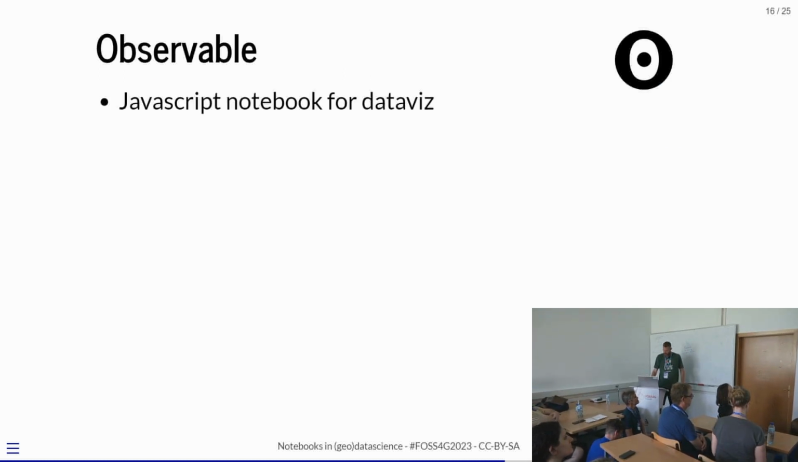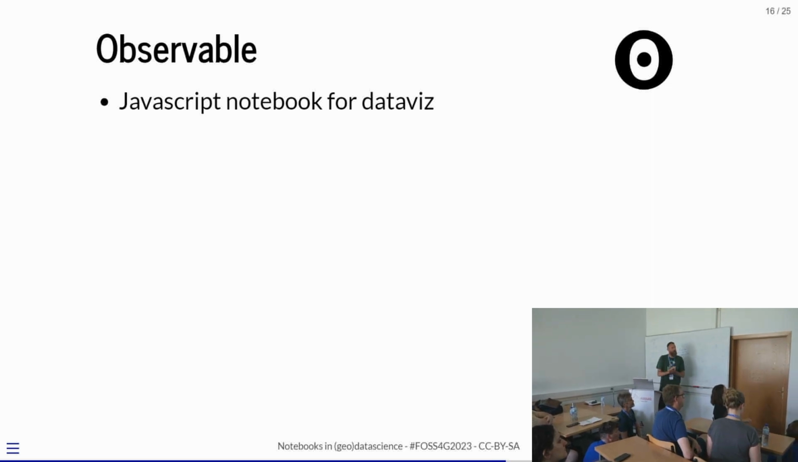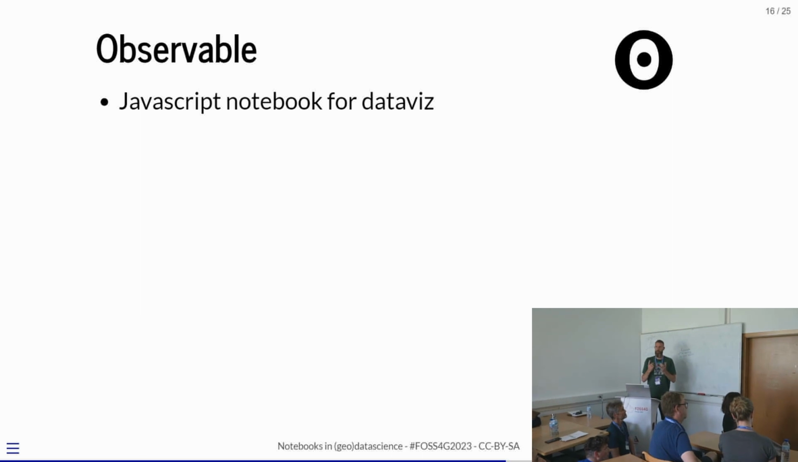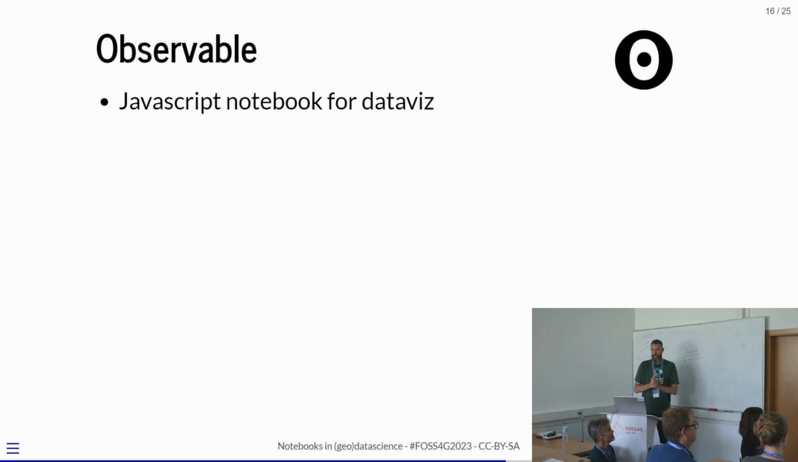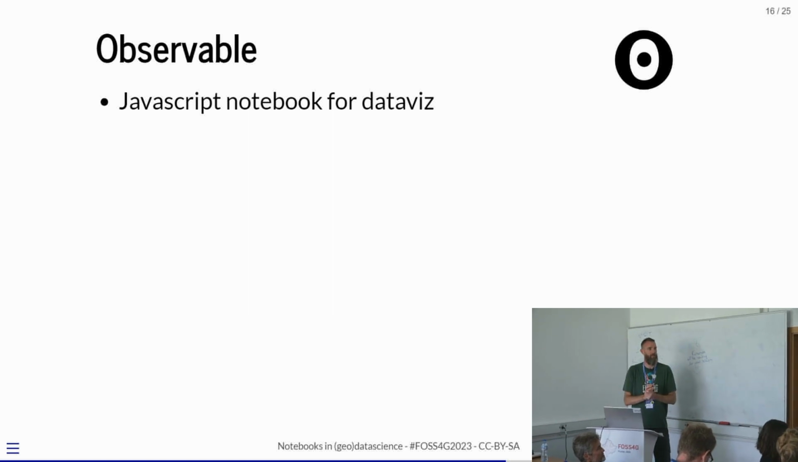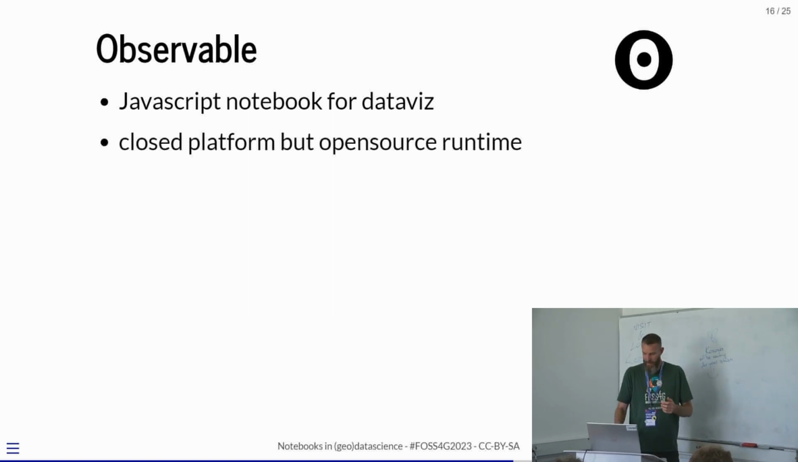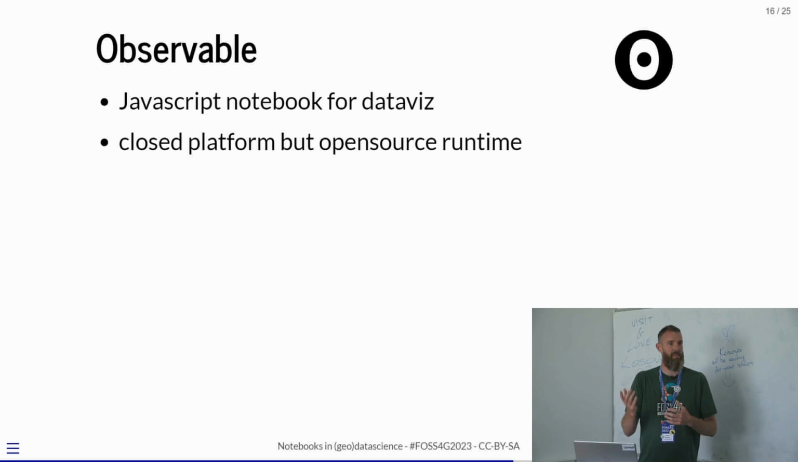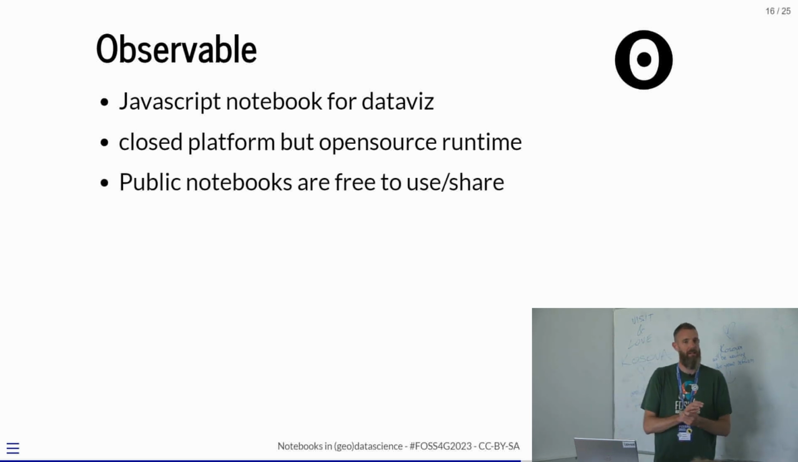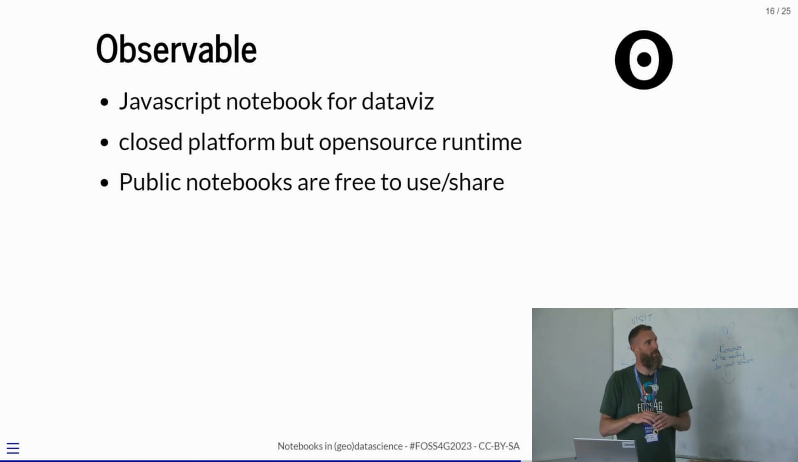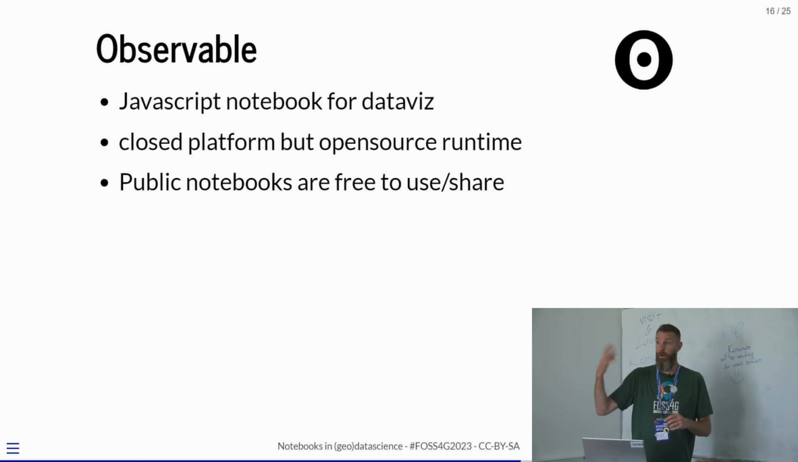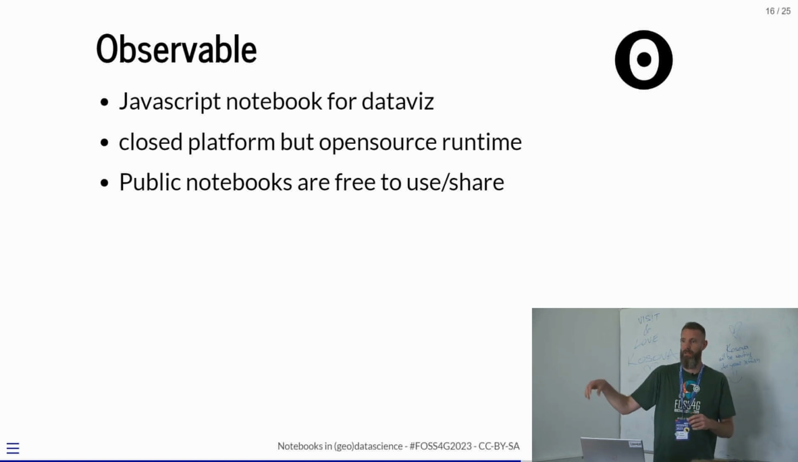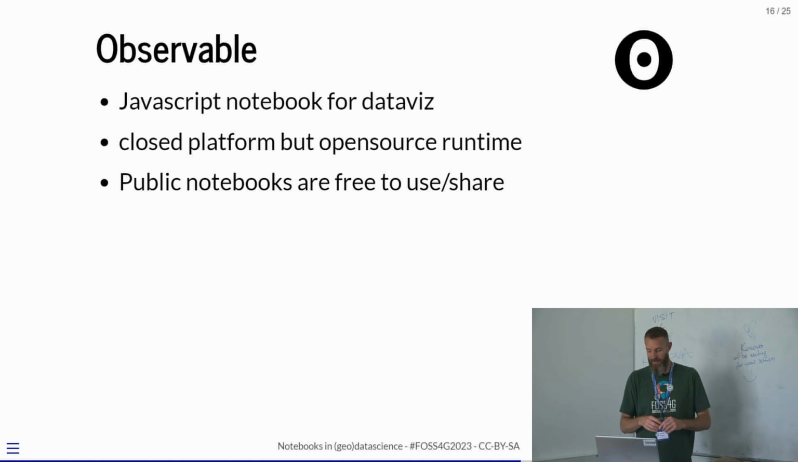The fun one: Observable. It's a JavaScript notebook made for data visualization. It was created by the creator of D3.js, as you might notice. The current Observable platform is closed, but the runtime is open source, and the libraries are also open source. Libraries are often also notebooks. Public notebooks are free to use and share. So you can load a notebook to access functions from that notebook. It's pretty fun to use.